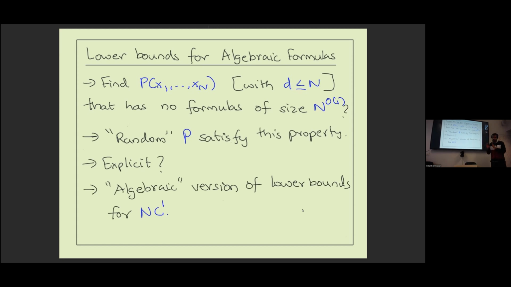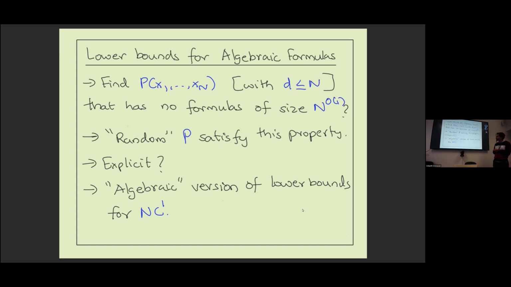Not that you need to care about it, I feel like the question is very combinatorial and interesting by itself. But if you really care about the connection of this question to standard complexity theory, it's the algebraic version of lower bounds for a complexity class called NC1. This is a well-known complexity class, and we want to prove lower bounds for this class, and this is the algebraic version.